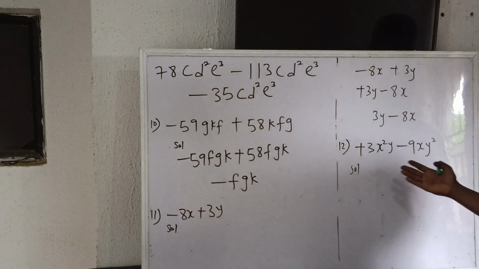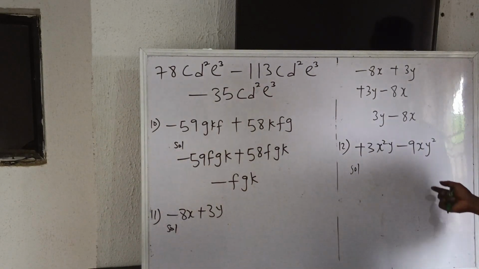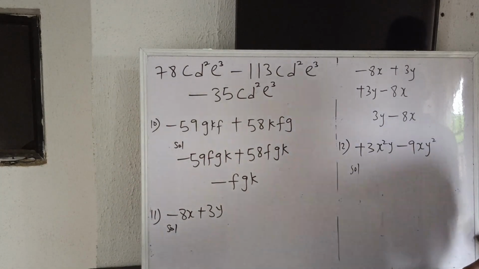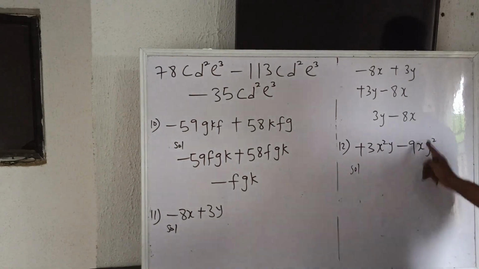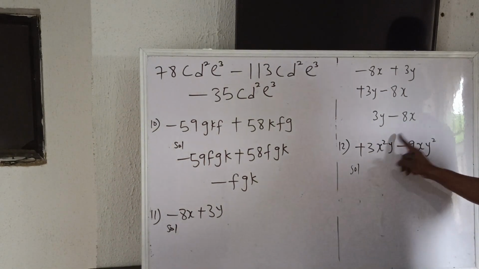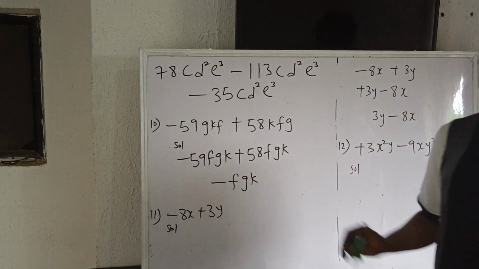That means what comes to my mind is that this is the different sign rule. So this is the different sign rule. I will now check if the variables are well arranged in alphabetical order. Yes, they are arranged in alphabetical order, but are they similar? This is x raised to the power of 2 and this is x raised to the power of 1. They are not the same. This is y raised to the power of 1, this is y raised to the power of 2. So once your variables are not the same, you cannot add, you cannot subtract.